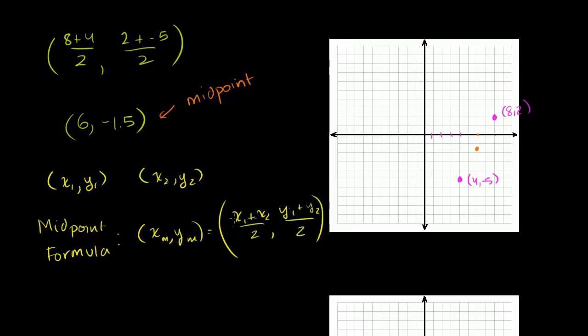But all you have to say is, look, that's just the average or the mean of these two numbers. This is just the average or the mean of these two numbers. I'm just saying I'm adding the two together, dividing by 2. Adding these two together, dividing by 2. And then I get the midpoint. That's all the midpoint formula is.